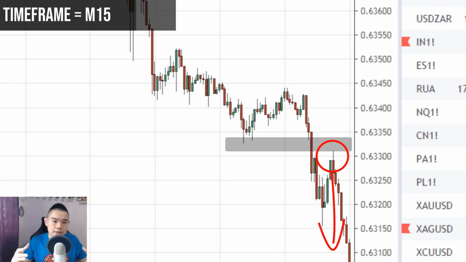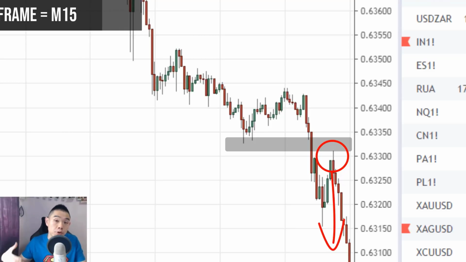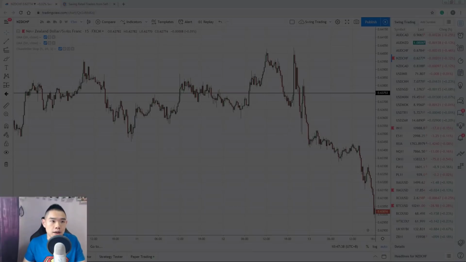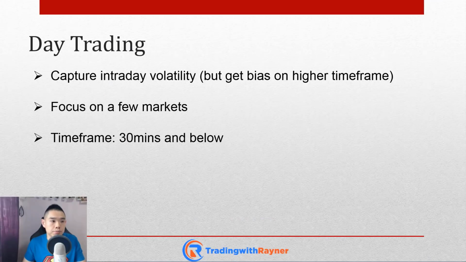So hopefully this gives you an idea of how intraday traders work, right? They get their bias on the higher time frame and then they time their entries on the lower time frame. And they usually get out of their trades before the session ends, before the day ends. Okay, so this is what intraday trading, what day trading is about, at least for the Forex markets.